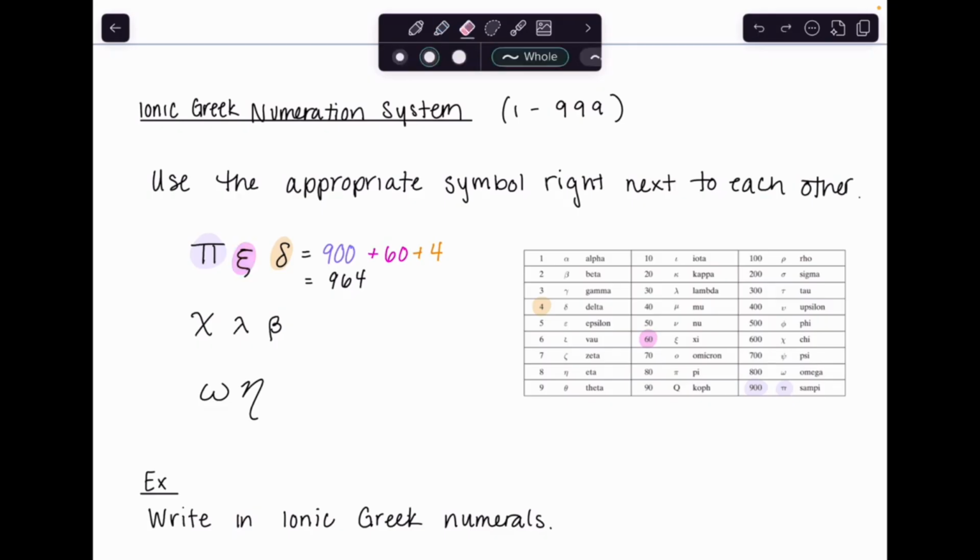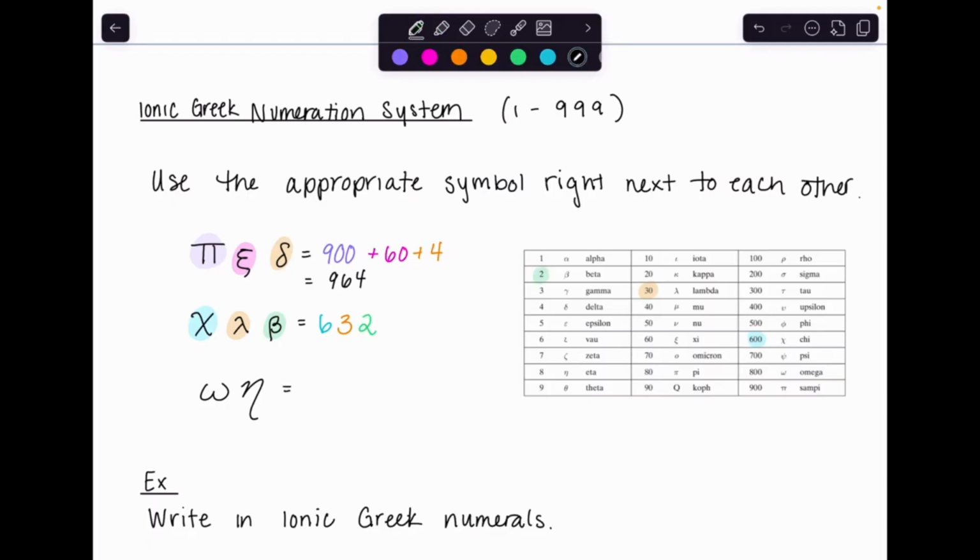So looking at this next example, if I look at each of these, this will have to come from the hundreds place. So that is going to be chi. So this is 600. Then the next spot is going to be lambda, which is 30. So 630. And then this B is going to be beta, which is 2. So this is 632.